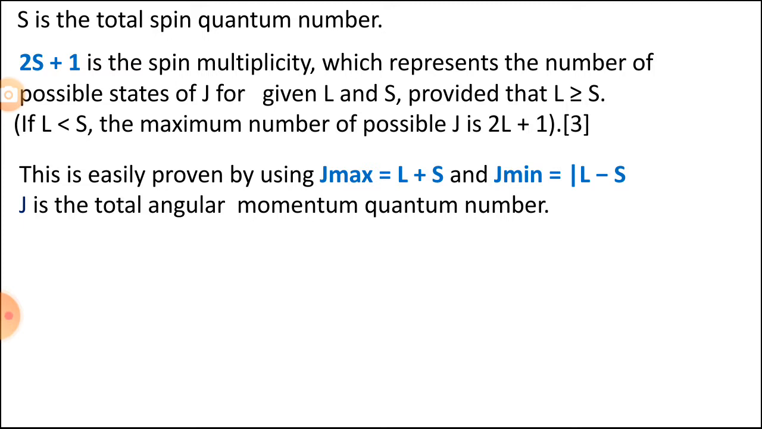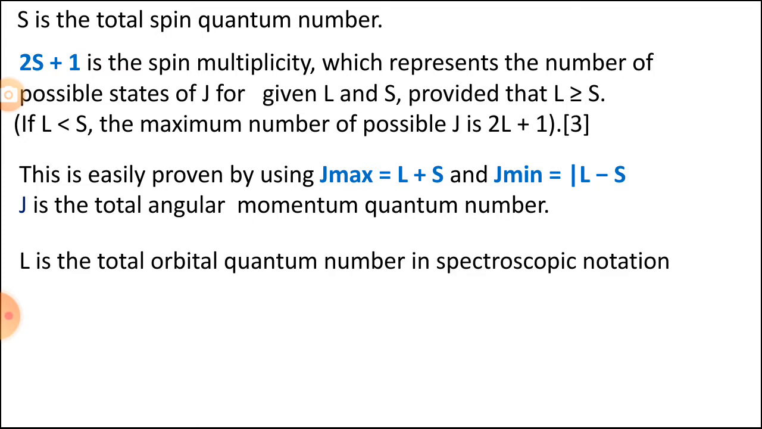Next one is the L value. So what is the L value? L value is angular momentum. L is the total orbital quantum number in spectroscopic notation. And the last type of coupling is spin-orbital coupling. First one is spin-spin coupling, that is 2S plus 1. Second is orbital-orbital coupling, that is capital L, the total orbital quantum number in spectroscopic notation. And third one is spin-orbital coupling, that is L and S coupling.